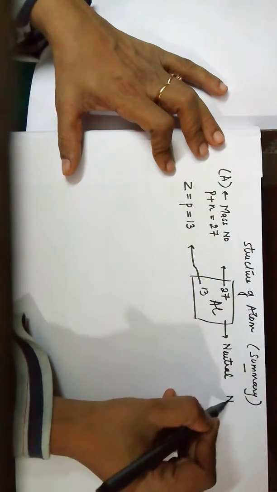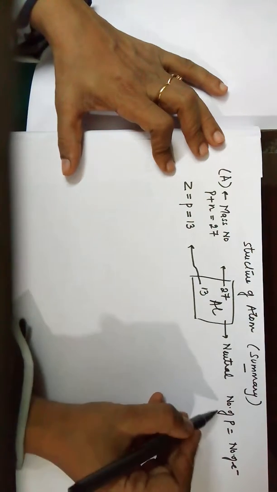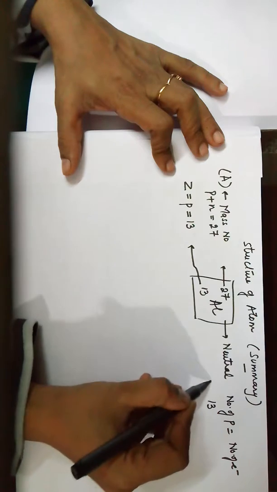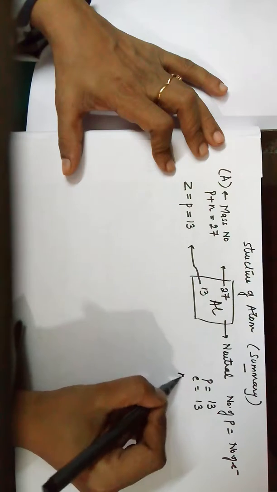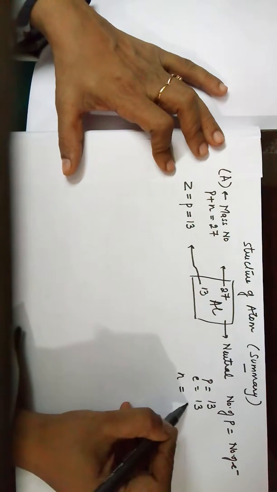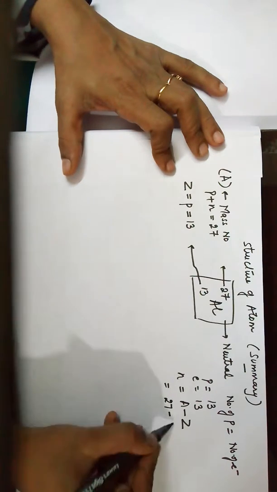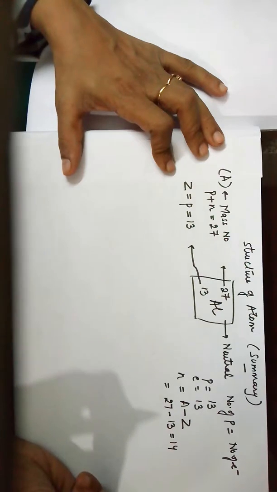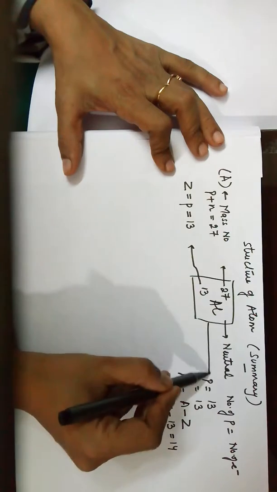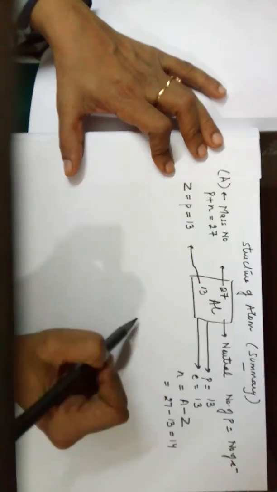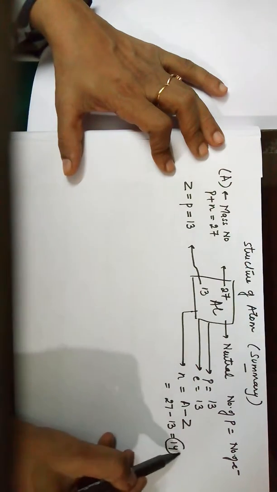Being neutral, the number of protons would be equal to the number of electrons. Hence, the number of protons is 13. The number of electrons is also going to be 13. The number of neutrons can be found by mass number minus atomic number. That is 27 minus 13, which is equal to 14. So now in this atom, we are aware that the number of protons is 13, number of electrons is 13, and the number of neutrons comes out to be 14.